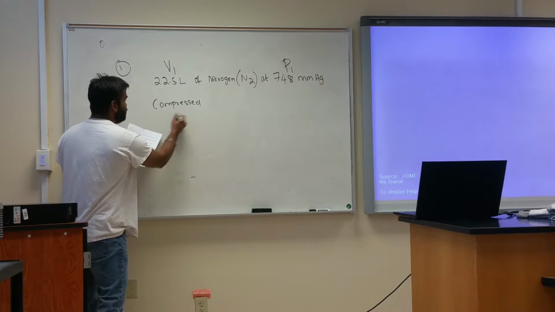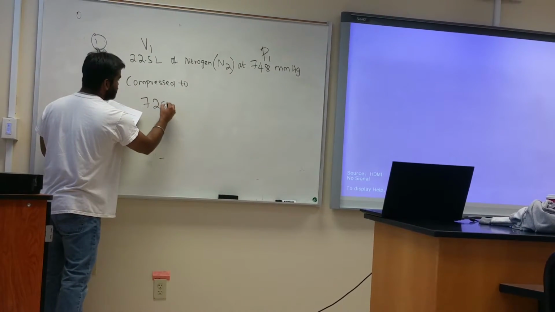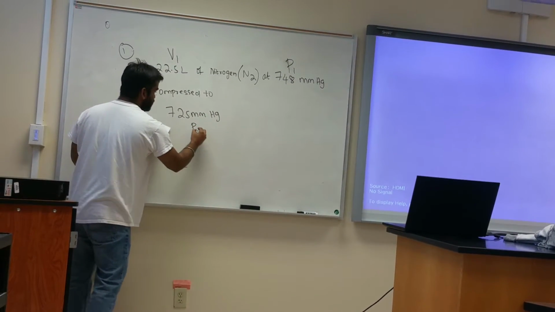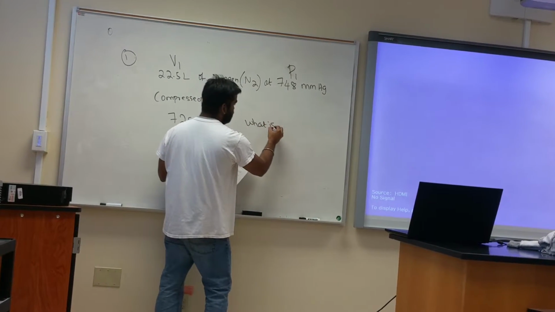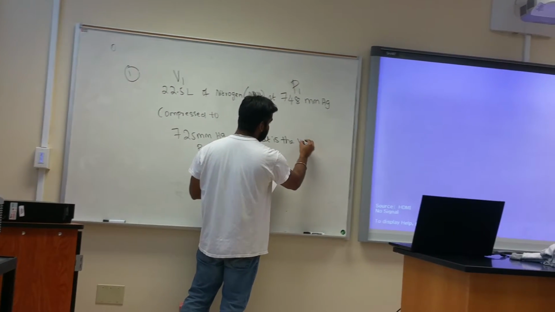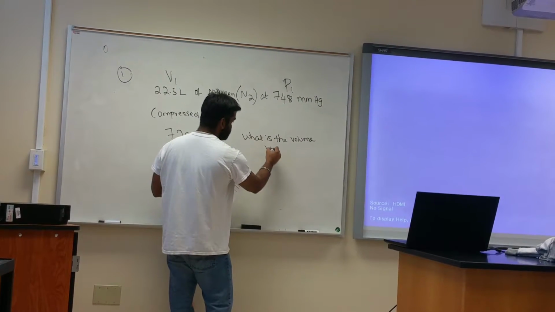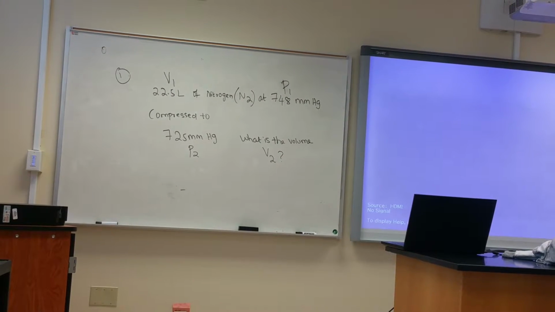And then it's compressed to 725 millimeters of mercury. This is pressure 2, and they're asking what is the volume. That means you're solving for V2. Now I'm going to go back to this and finish this problem before I give you that break.